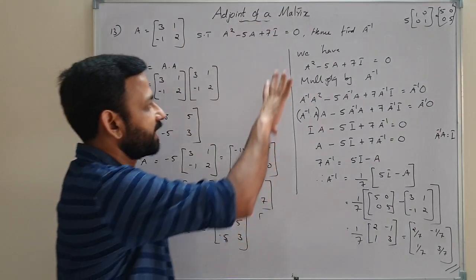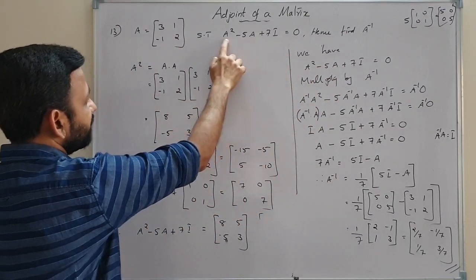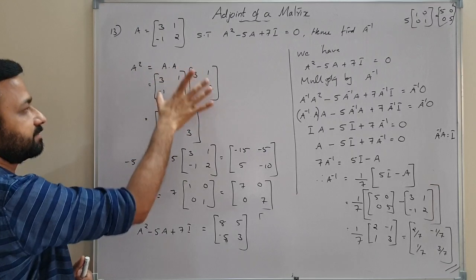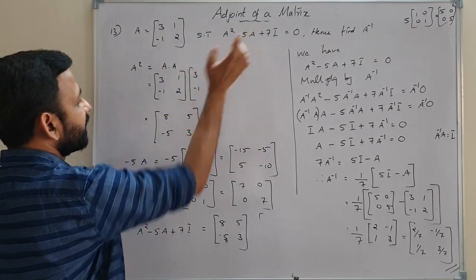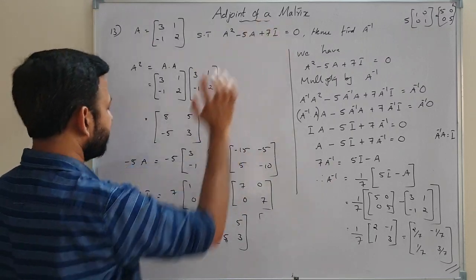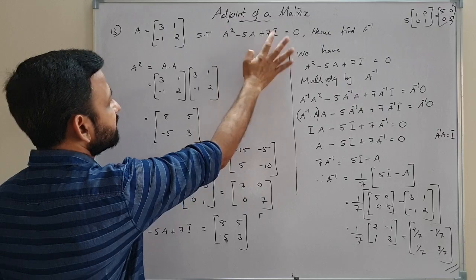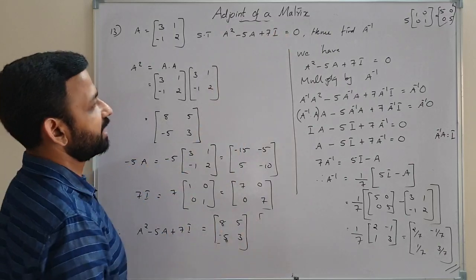So once again, I will explain that question. First we have to find A square. A square is A into A, we got. Then minus 5A, that is minus 5 into A, we got one matrix. 7I, that is 7 into identity matrix, we got. Then just replace. Here we will get the answer.